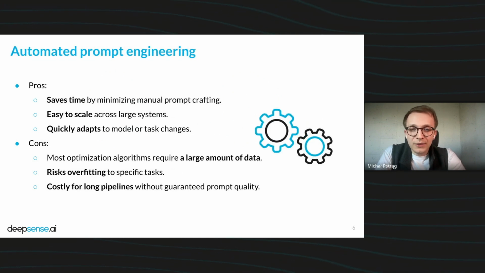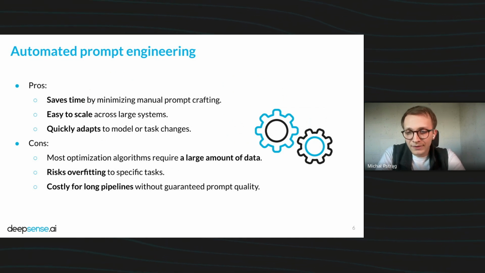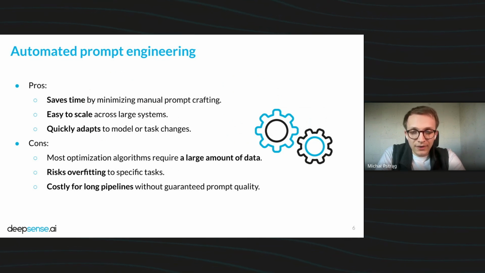When it comes to automated prompt engineering, it saves you time by minimizing the manual prompt crafting. Most of the time, it's just a single line of code that you write, and you will have something that works. So you can start very quickly. They're fairly easy to scale. You can very easily bootstrap multiple prompts and chain them together and see how they interact with each other. And most of the tools give you toolchains to easily adapt these prompts for different models and tasks.